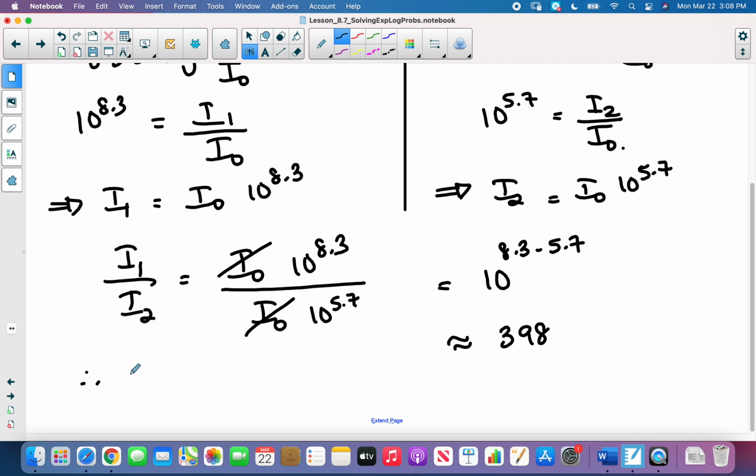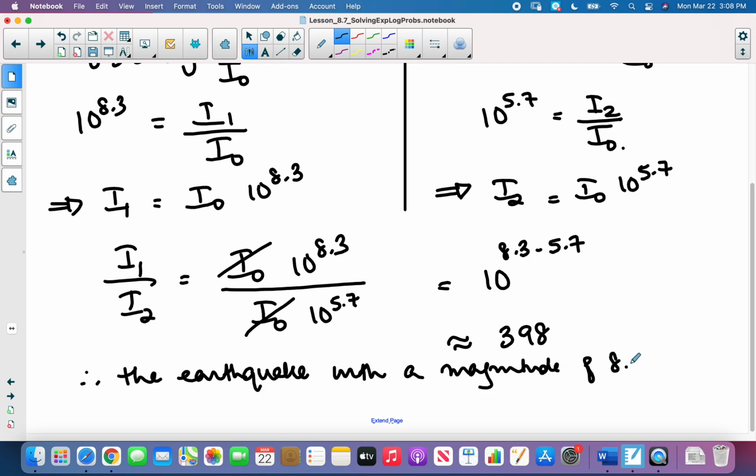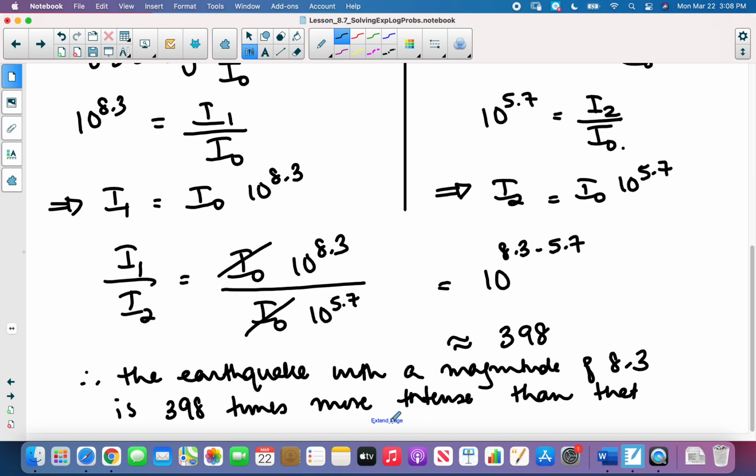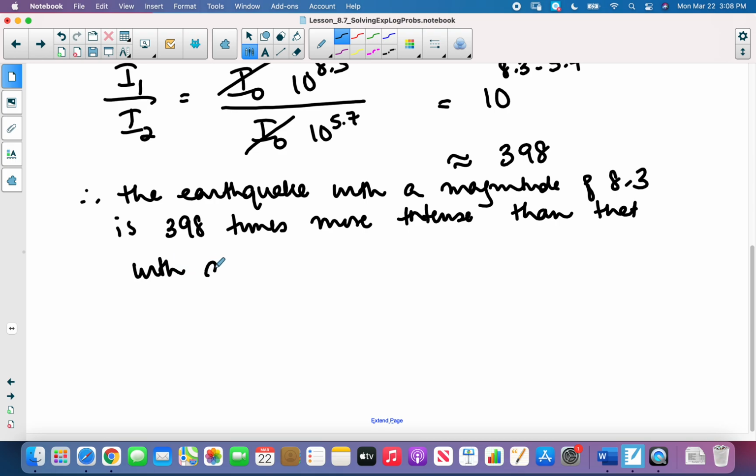So therefore, the earthquake with a magnitude of 8.3 is 398 times more intense than that with a magnitude of 5.7. Okay, so that's our answer.